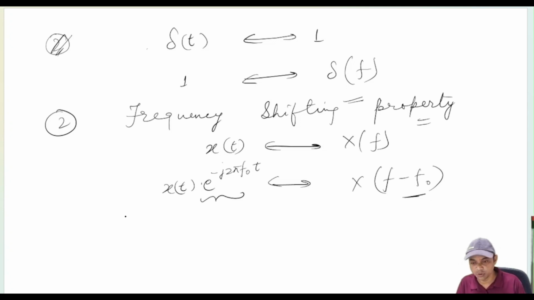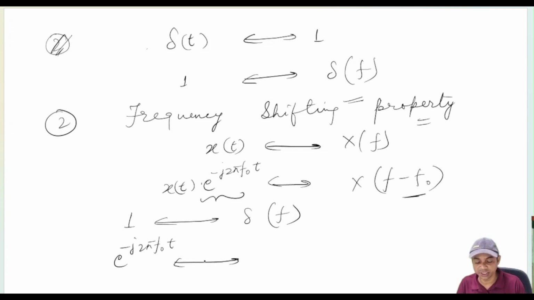Suppose we know that for 1 the Fourier transform is del f, but if we multiply with e to the power minus j 2 pi f naught t, then what will be the Fourier transform? That is del f minus f naught.